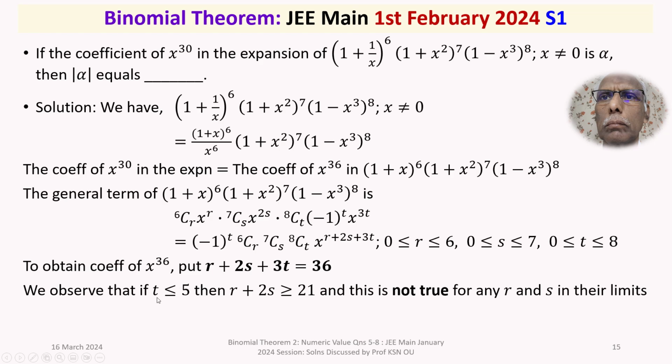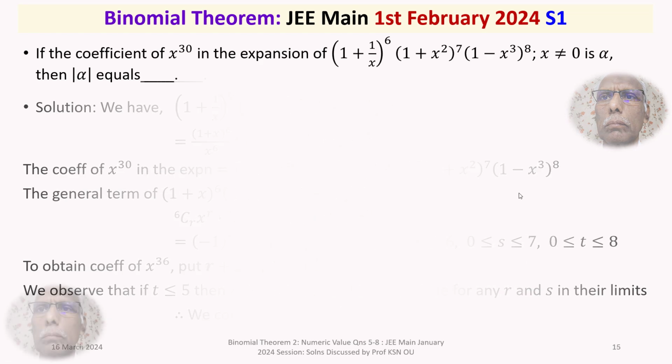So you need not consider the values t less than or equal to 5. So you have to consider the values t greater than 5, that is t is equal to 6, 7, 8. We continue. We consider t is equal to 6, 7, 8. We continue in the next slide.